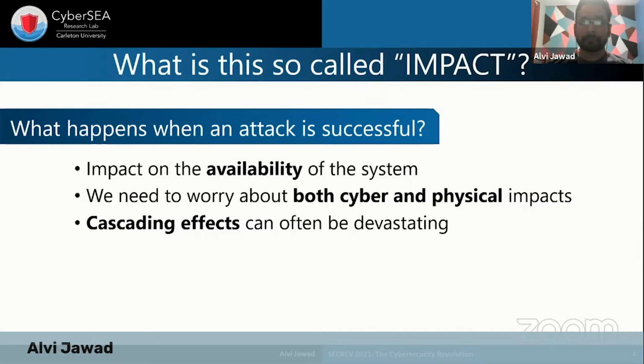And at the same time, we'll see that some of these cyber attacks can end up causing a lot of physical impacts. Those physical impacts will cascade throughout the entire system. It will propagate and affect other parts of the system. Simply because we have a lot of interconnected components that are all interacting amongst each other, sometimes these cascading effects can be devastating.